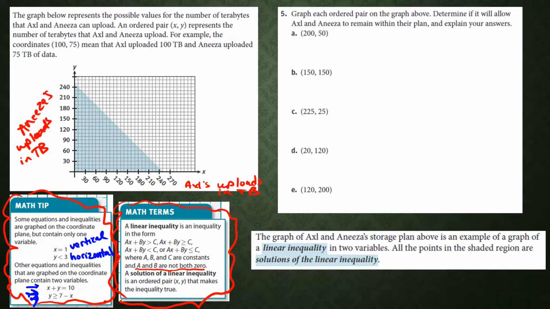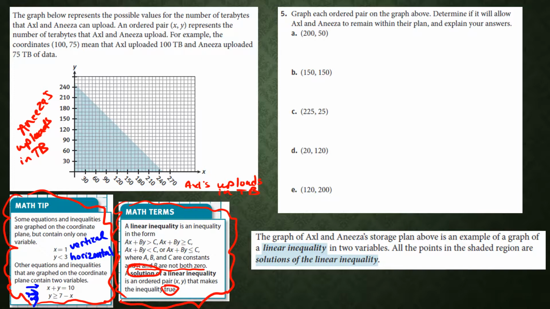And then a solution of a linear inequality is an ordered pair that makes an inequality true. I hope you know that that's what solutions are. Solutions are values that make statements true. So, number 5 says, graph each ordered pair on the graph above, so that's the one on the left on mine. Determine if it will allow Axel and Anisa to remain within their plan and explain your answers.